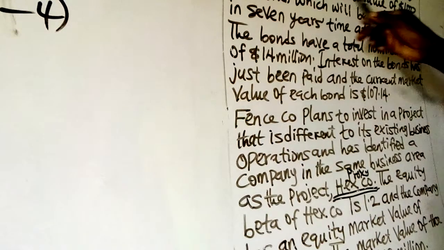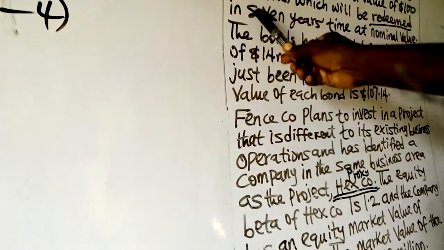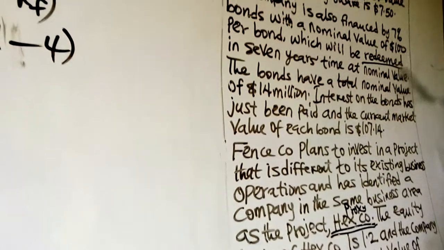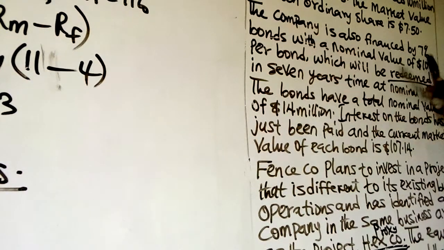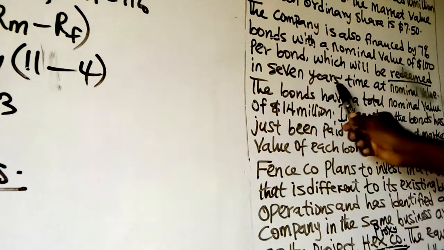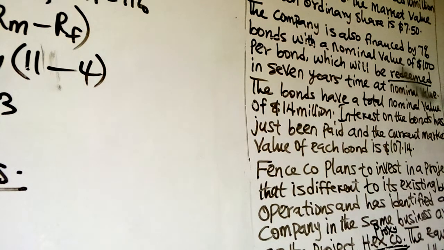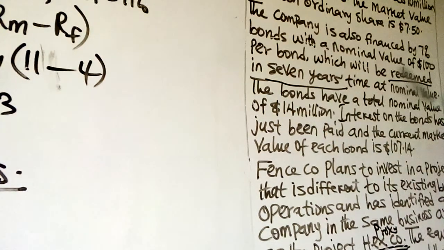The company is also financed by 7% bonds with a nominal value of 100. This is the nominal value per bond, which will be redeemed in 7 years' time at a nominal value. The life of the project is 7 years. It will be redeemed at the nominal value. That means it will be redeemed at par, and the par value is 100. That means that will be treated as an inflow in year 7, the par value, since it will be redeemed at nominal value.